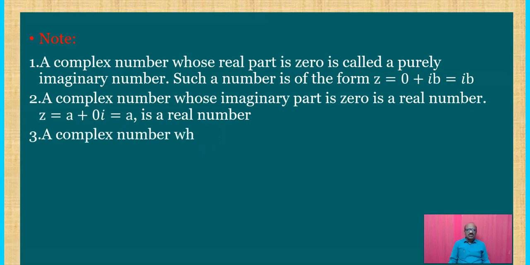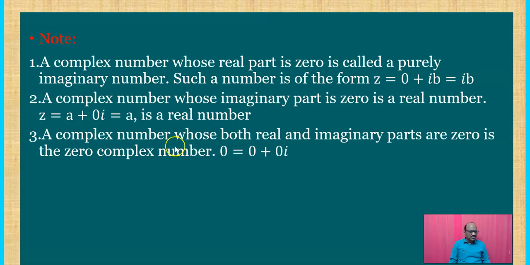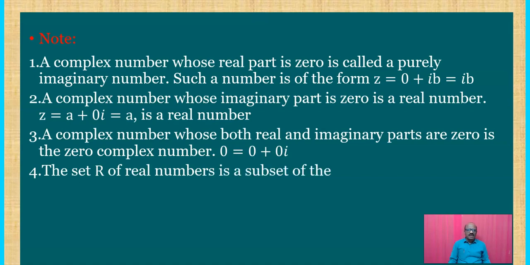Next, a complex number whose real and imaginary parts are both 0 is the zero complex number, that is, 0 = 0 + 0i. The set R of real numbers is a subset of the set C of complex numbers, that is, R is a subset of C.